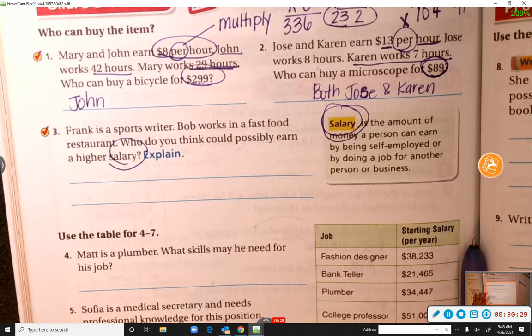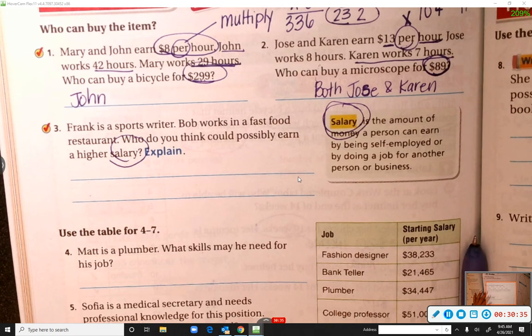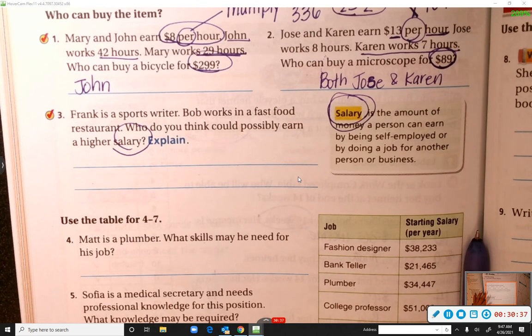Who do you think would earn a higher salary? Think about it. I lost the page. What page was it? 662. So Frank is a sports writer. Bob is in a fast food restaurant. That means like McDonald's, Burger King, Taco Bell, Jack in the Box. Those are fast food restaurants. Okay, so who do you think could possibly earn a higher salary?